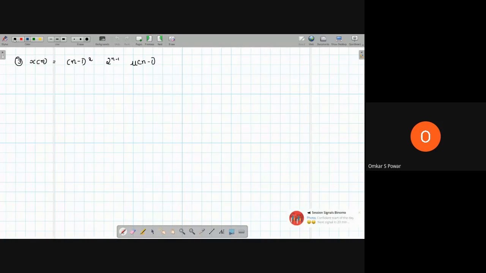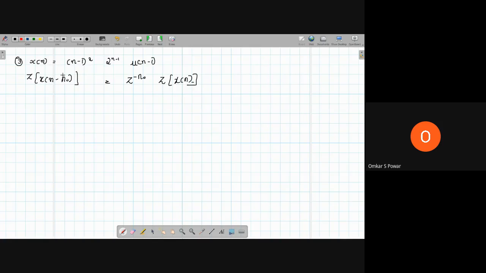So let me write the time shifting property, what it is, and based on that we can solve the problem. The Z transform of x of n minus n naught is nothing but z to the power of minus n naught into the Z transform of x of n. Okay, so this is your time shifting property.